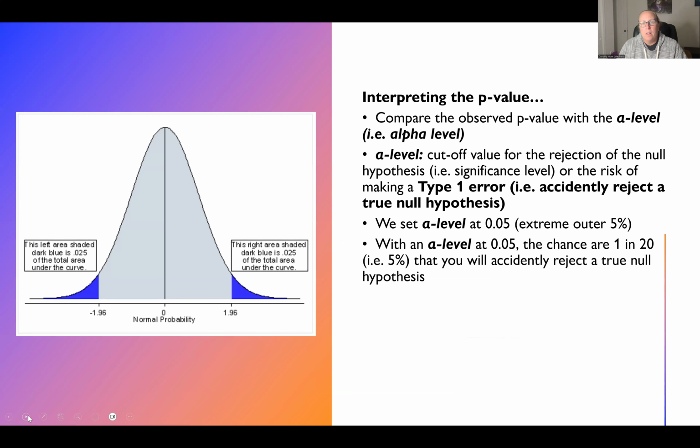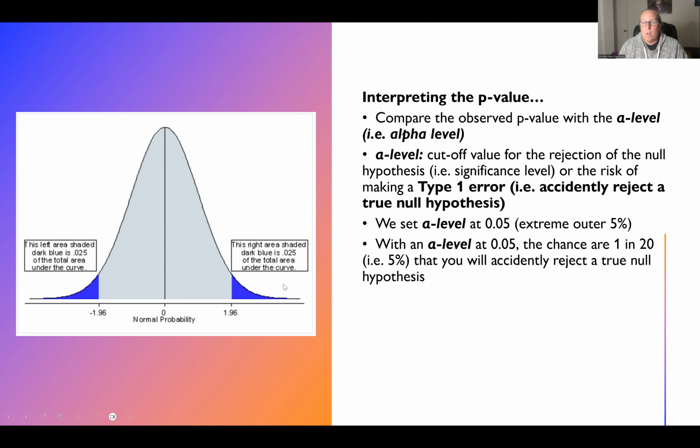We interpret that by comparing the observed p-value with the alpha level. All right, the alpha level is the cutoff, which is this over here on the left-hand side, this blue line right here. It's the cutoff for the rejection of the null hypothesis. It's the significance level, right? It's that outside of 95%.